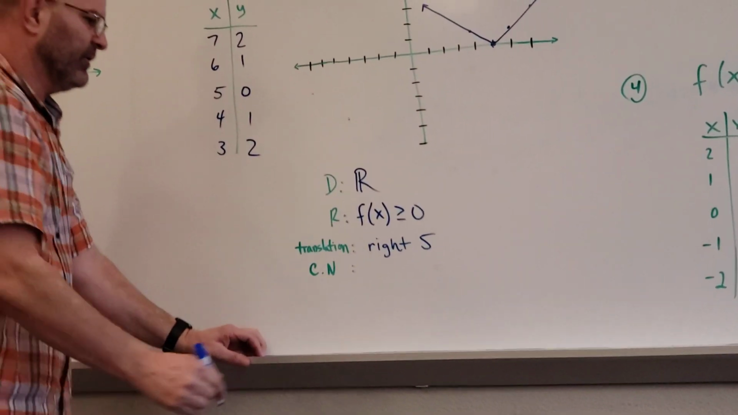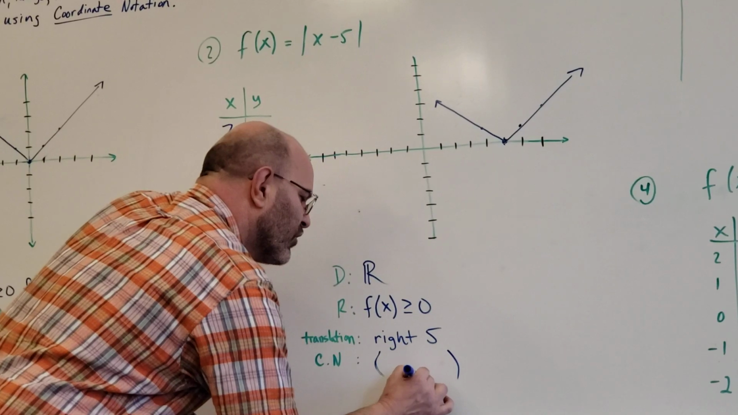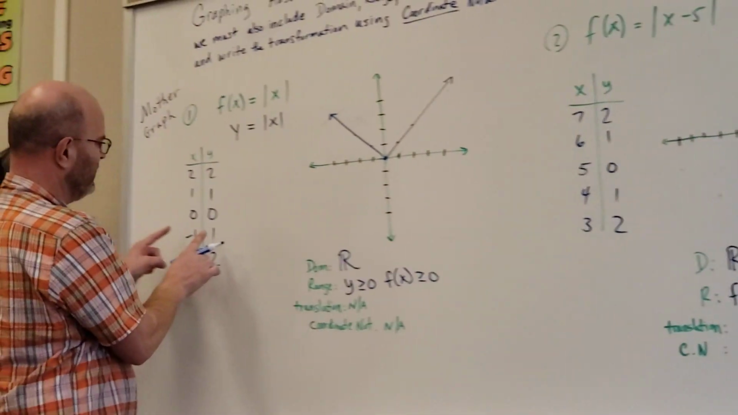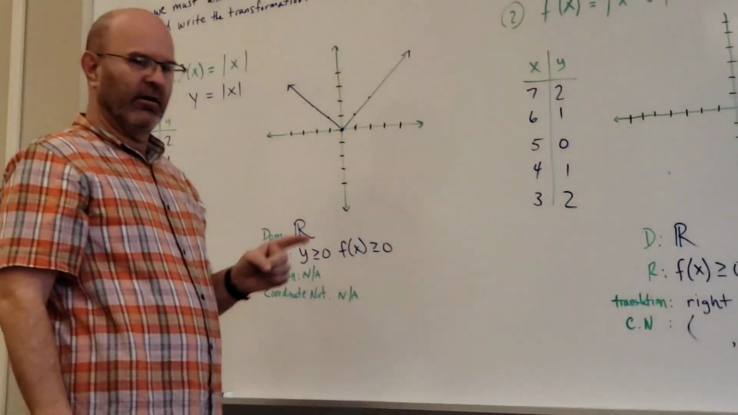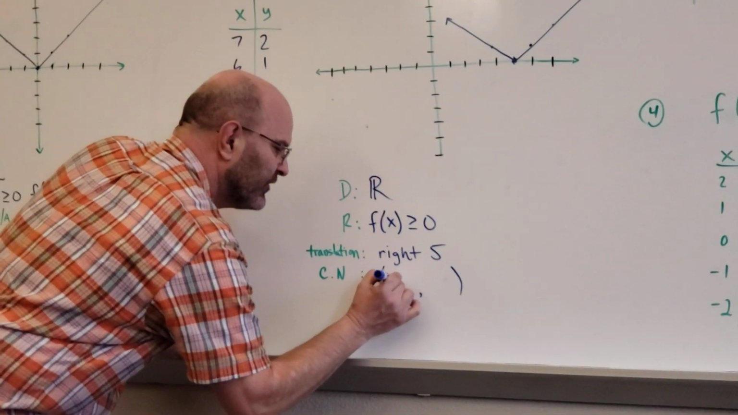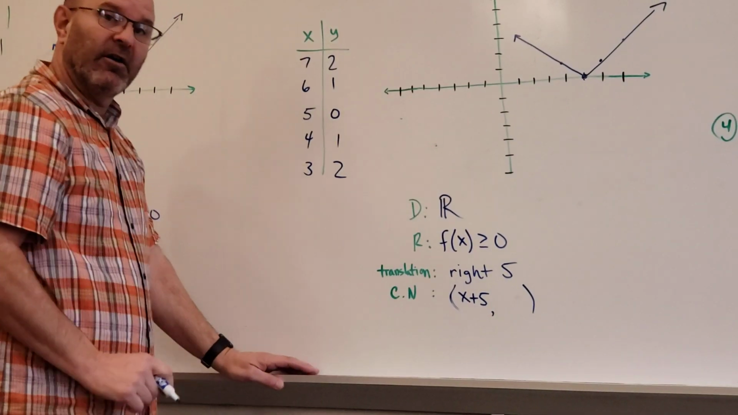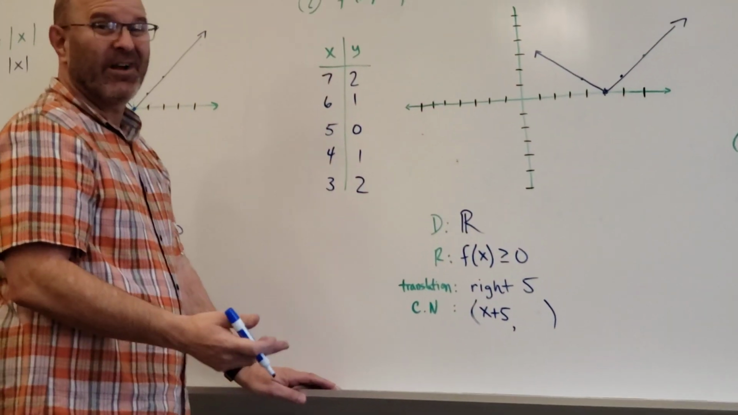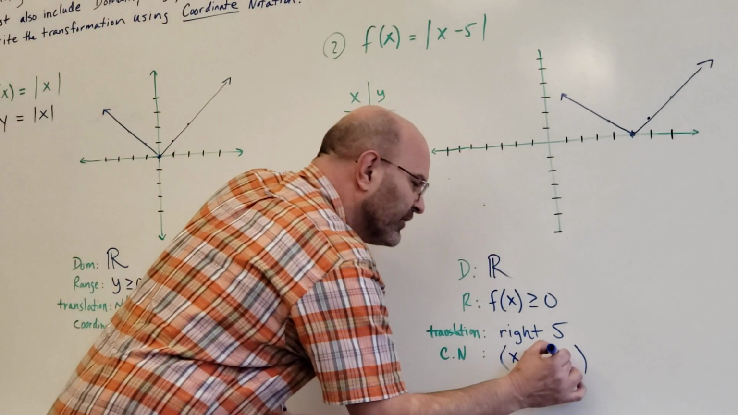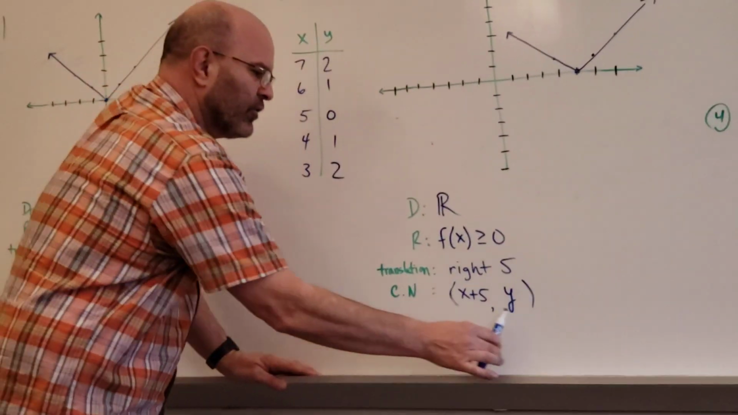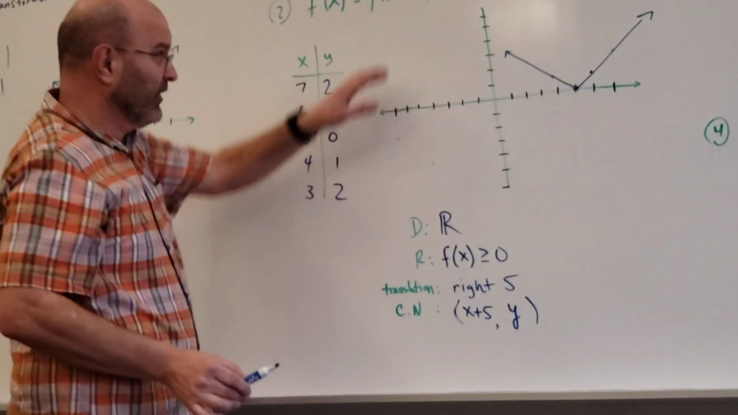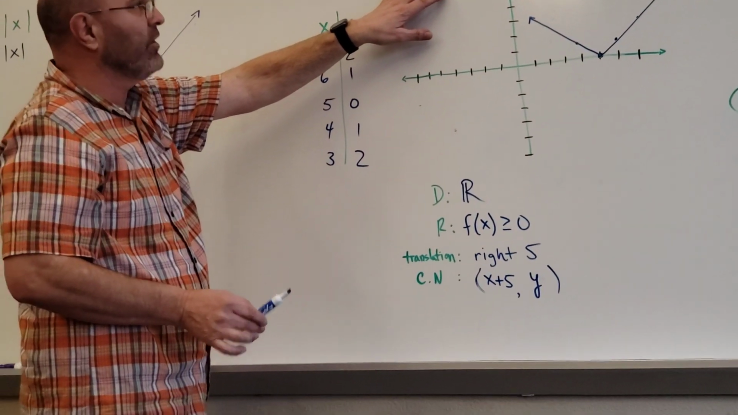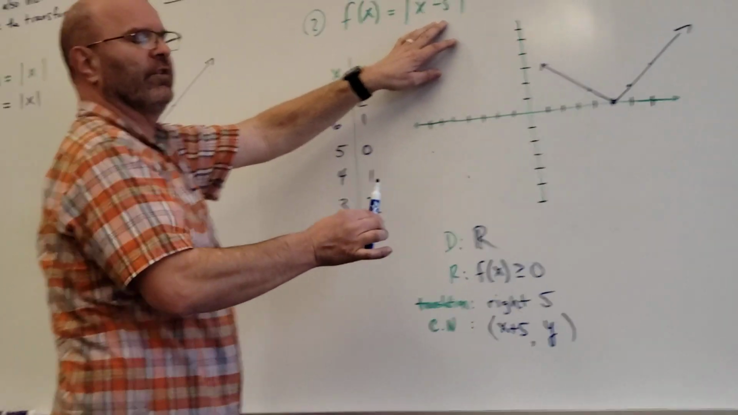Finally, coordinate notation. We're going to write what's happening to the coordinates, comparing these coordinates to these coordinates. All of the x values are 5 bigger. So therefore, x plus 5. All the x coordinates are 5 bigger. The y values are exactly the same, and so I'm just going to put a y in there. So this is the coordinate notation that says, hey, we're sliding 5 units to the right. It doesn't look like it when you look at the equation, but we know that we're sliding 5 units to the right. This is called a horizontal translation.